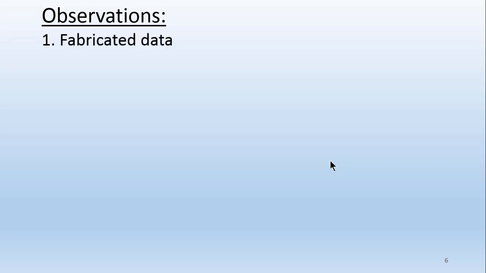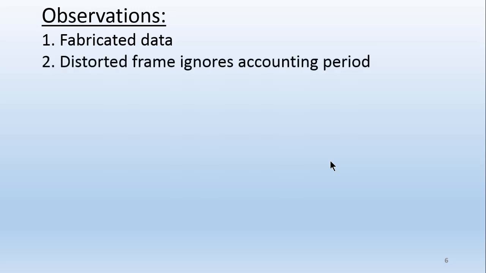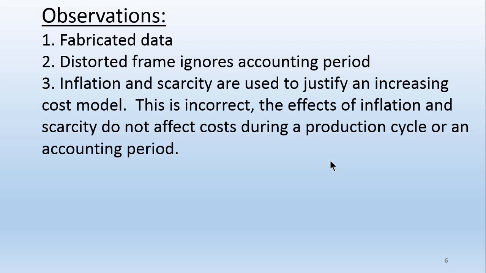Number one, fabricated data. The economists are making up the data for their models. Two, distorted frame. They're ignoring the accounting period. They don't even recognize that there is a frame at all with these pictures. They use the concepts of inflation and scarcity to justify an increase in cost model. This is incorrect. The effects of inflation and scarcity do not affect costs during a product cycle or an accounting period. Think of it. I'm going to go out and buy my 4,000 tires.